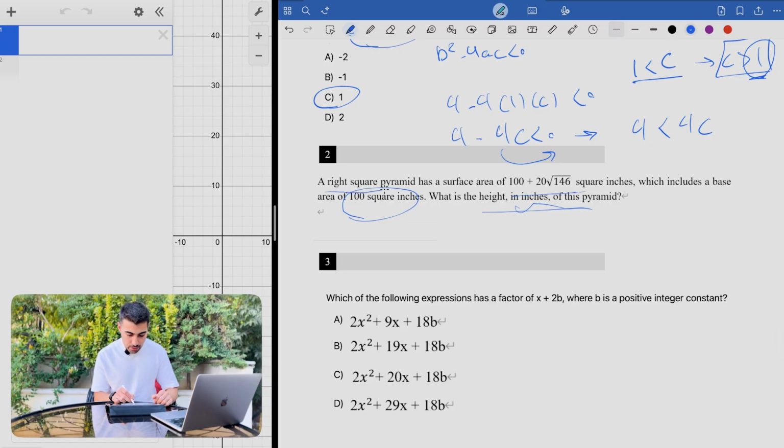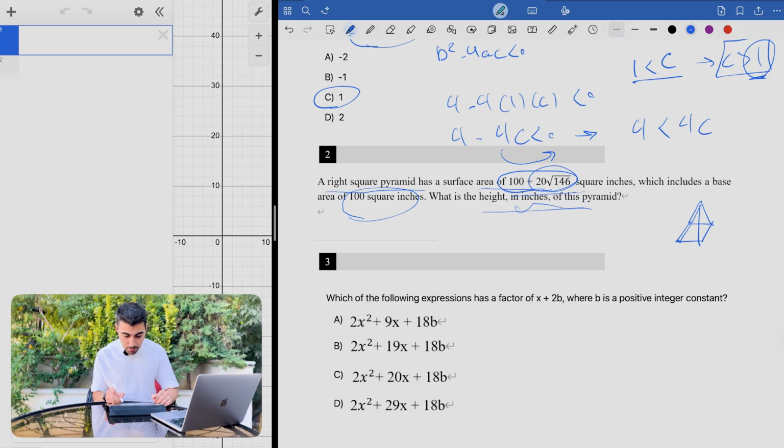So the question says a right square pyramid has a surface area. So we have a right square pyramid that is going to look like this. This is how a square pyramid would look, and the surface area is this much. Now how do we find the surface area of a square pyramid? That is the area of the base plus the area of the 4 lateral faces. It also includes a base area of 100 square inches. So the area of the base is 100 square inches. Here it's already given in this 100 plus something. So this is the area of the base, and this is the area of the 4 lateral faces, right?